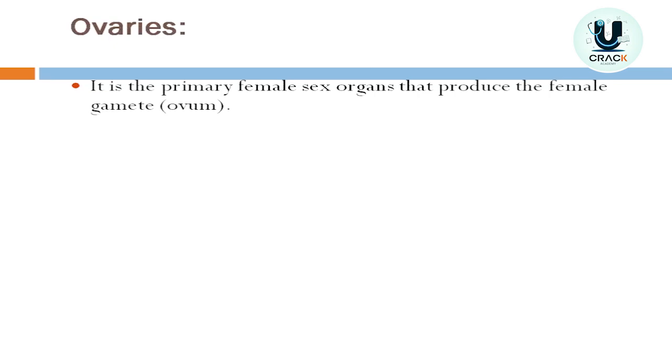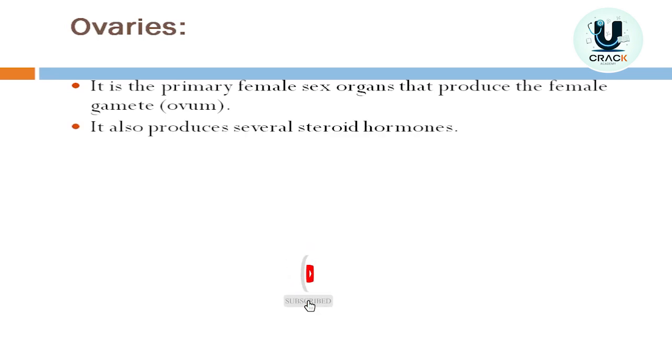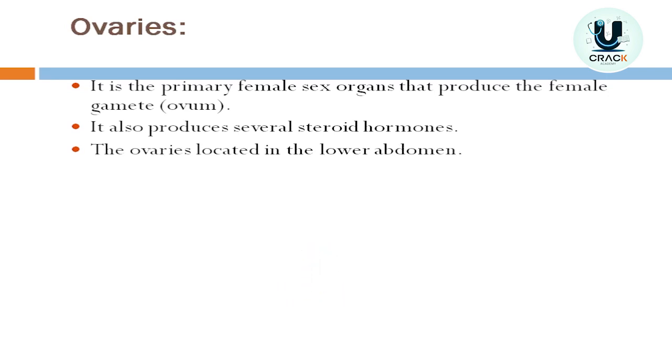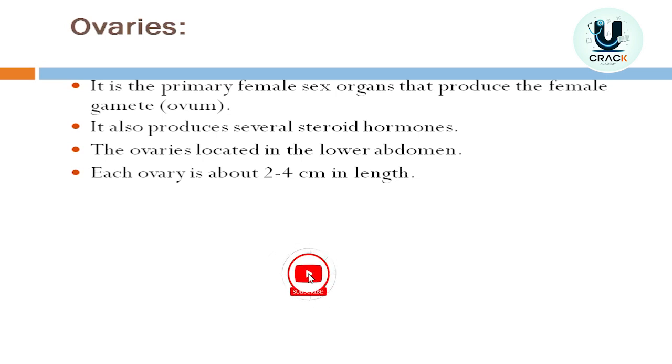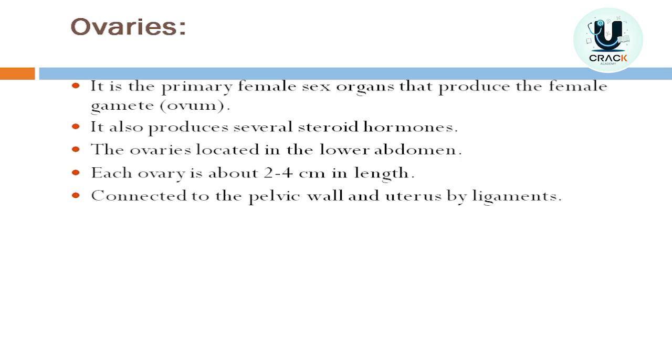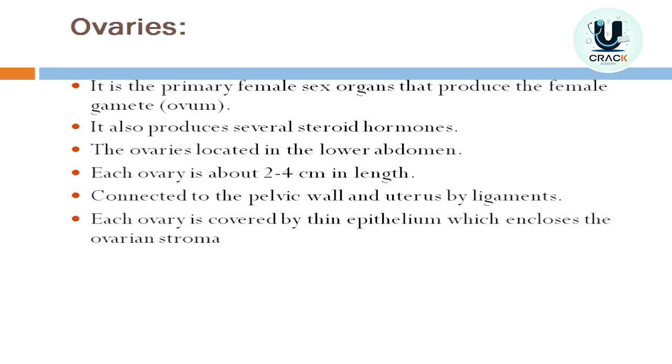Ovaries. The ovary is the primary female sex organ that produces the female gamete, which is called ovum. It also produces several steroid hormones. It is also located in the lower part of the abdomen, as I said in the first slide itself. Each ovary is about 2 to 4 centimeters in length. It is connected to the pelvic wall and uterus by ligaments. Each ovary is covered by thin epithelium which encloses the ovarian stroma.